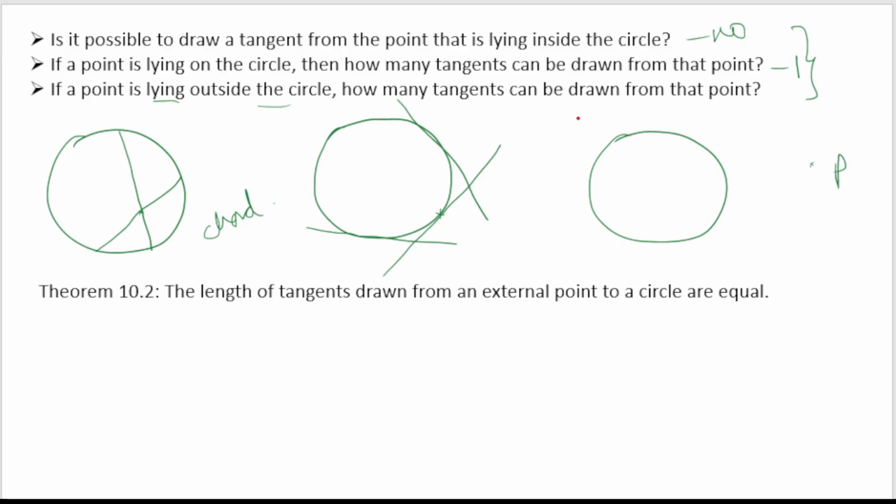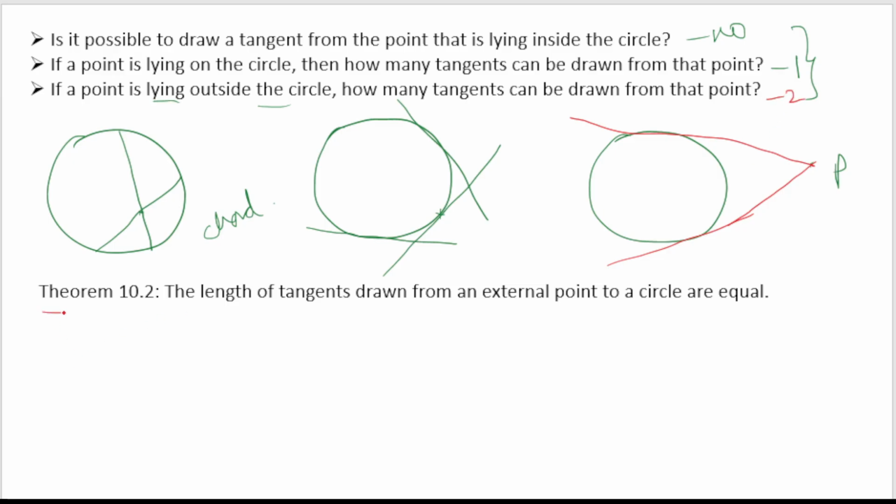Tangent means it should touch the circle, right? So this is just touching the circle, right? So this point P is lying outside the circle. From this point P, two tangents can be drawn. Here the answer is 2.